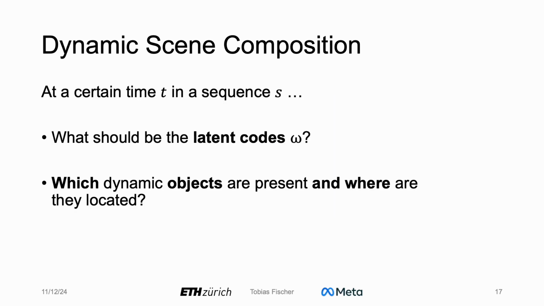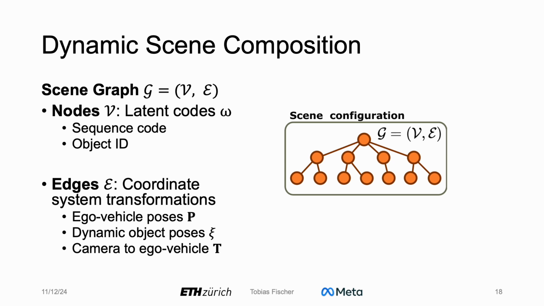But how do we compose the scene at a global level? Well, if you want to render a view at a certain time and sequence, we should know the latent codes and which dynamic objects are present where. For this, we use a scene graph that stores the latent codes in its nodes, and these nodes are connected through edges that store the coordinate system transformations that correspond to ego vehicle and object poses and the camera calibration.